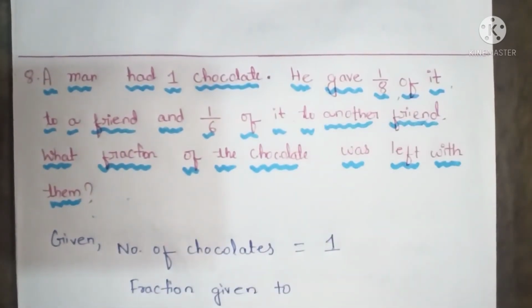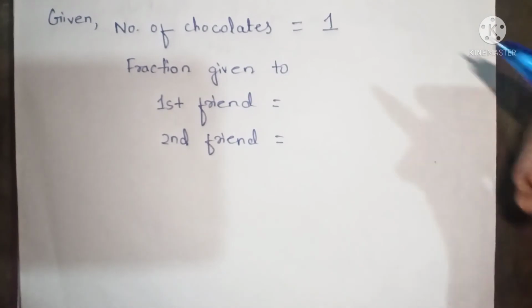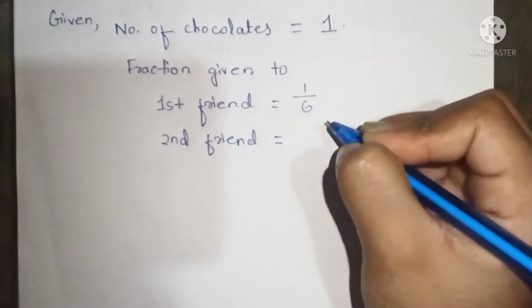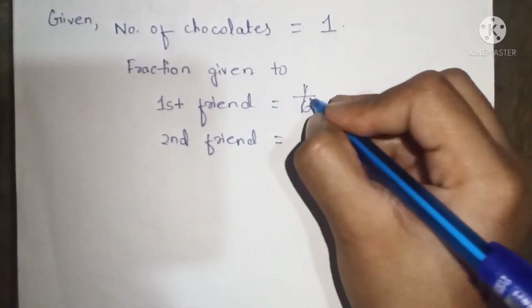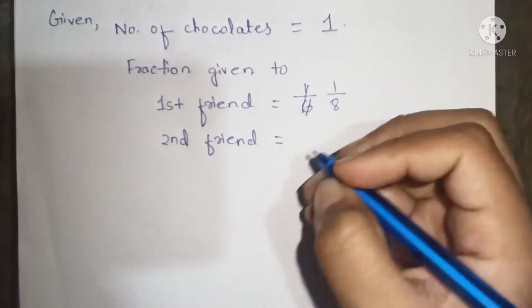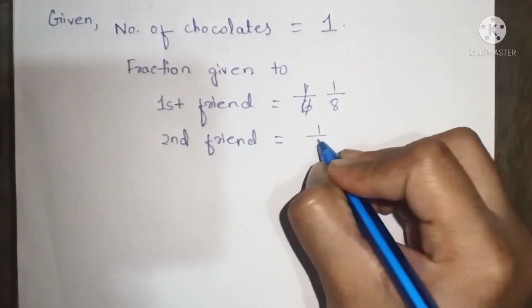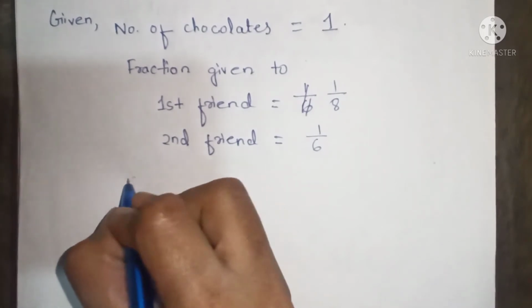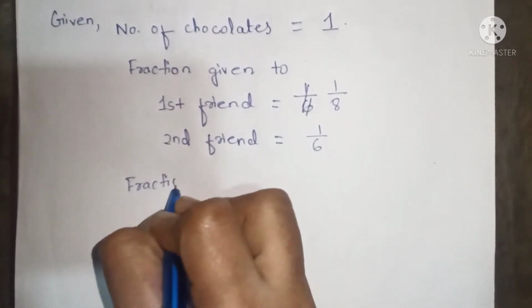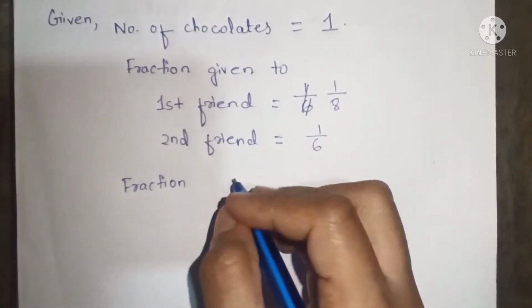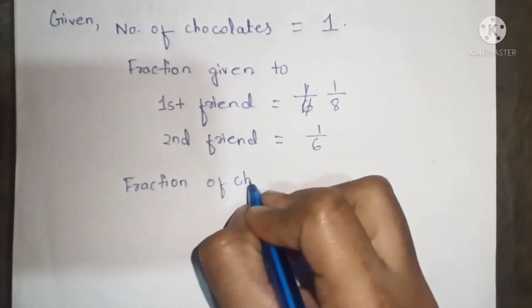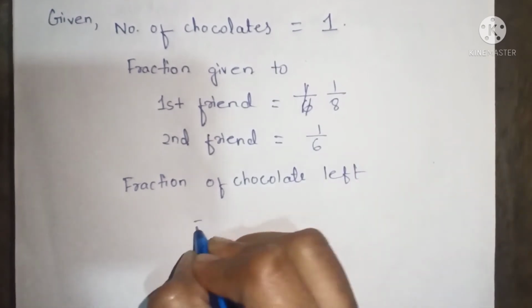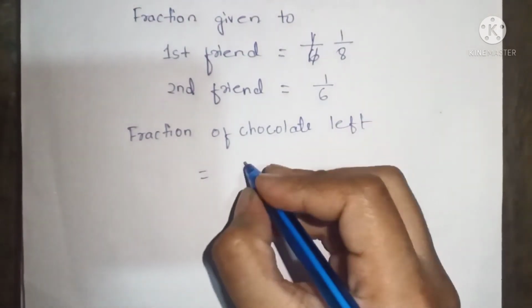So first of all, we will write the given. Number of chocolates is 1. Fraction given to the first friend is 1/8. And fraction given to the second friend is 1/6. Now we have to find the fraction of chocolate left. So what will we do? To find out the leftover chocolate, we will subtract. Of course, whenever it is said to find out the leftover things, we must subtract.